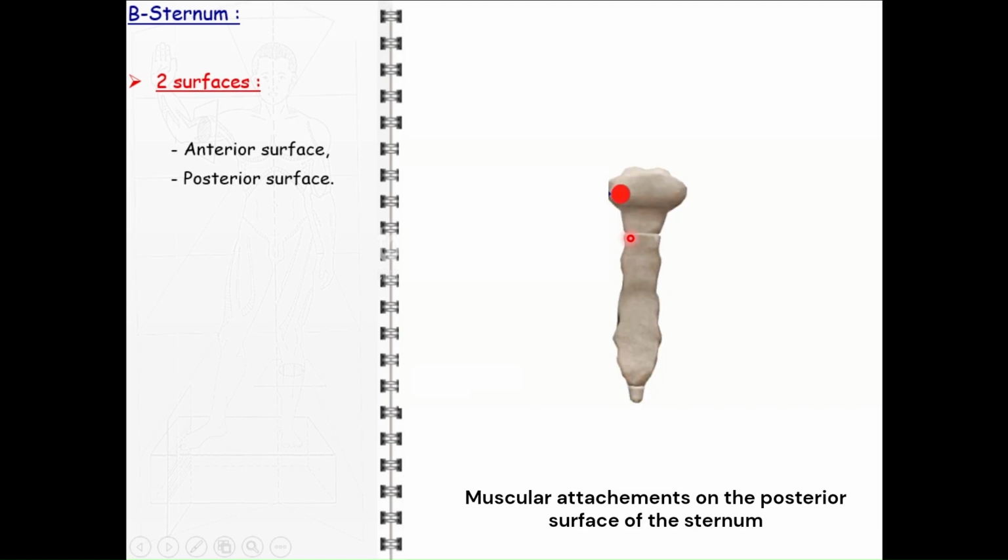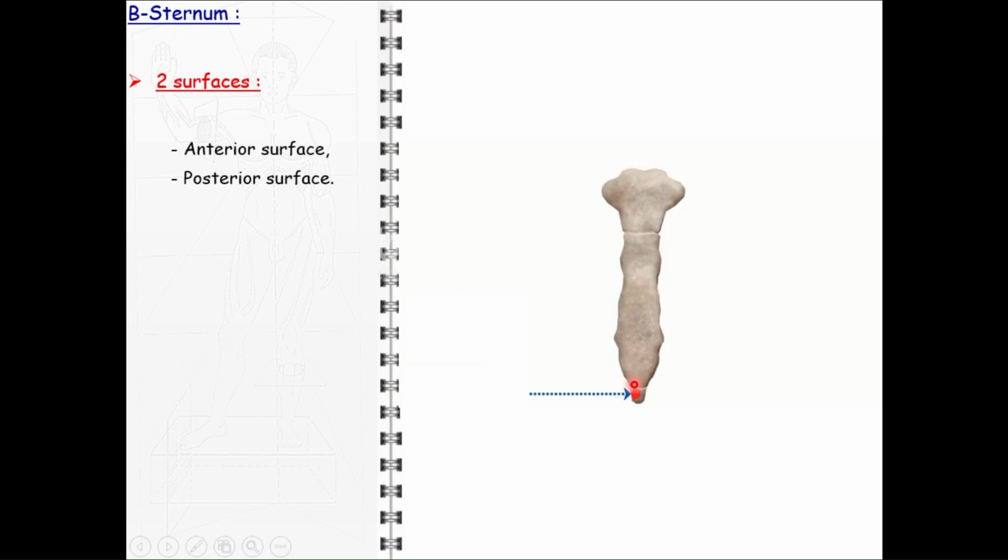The posterior surface gives attachment on the manubrium to the sternothyroid muscles and the sternohyoid muscle. On the body, to the transverse thoracic muscle, and on the xiphoid process, to the diaphragm.